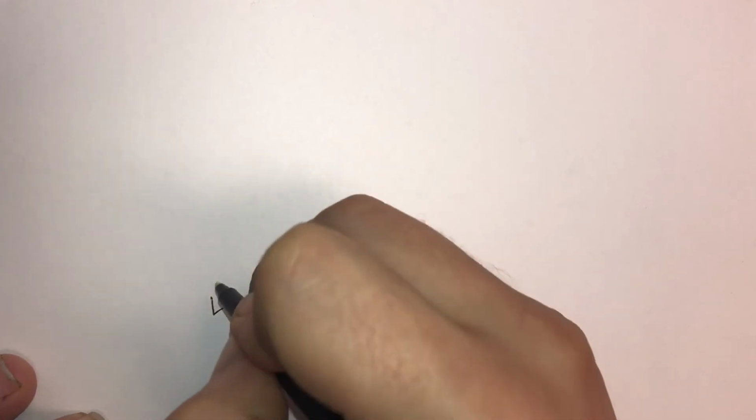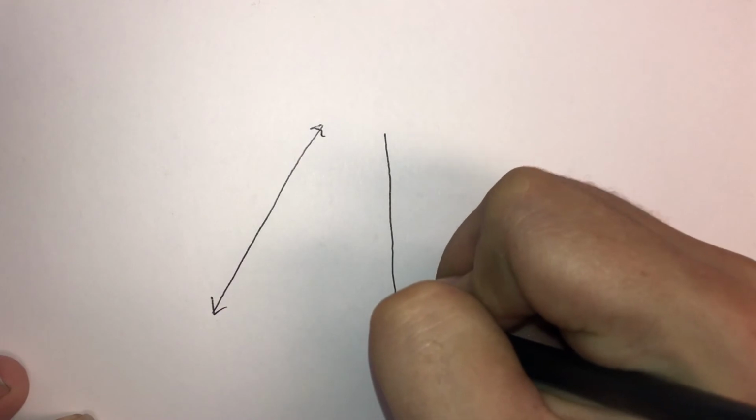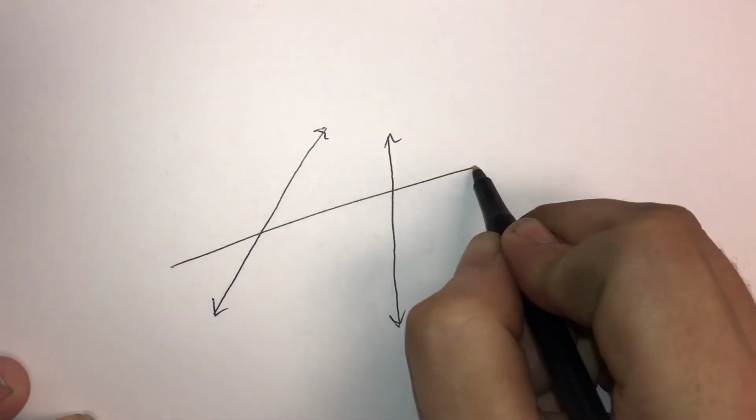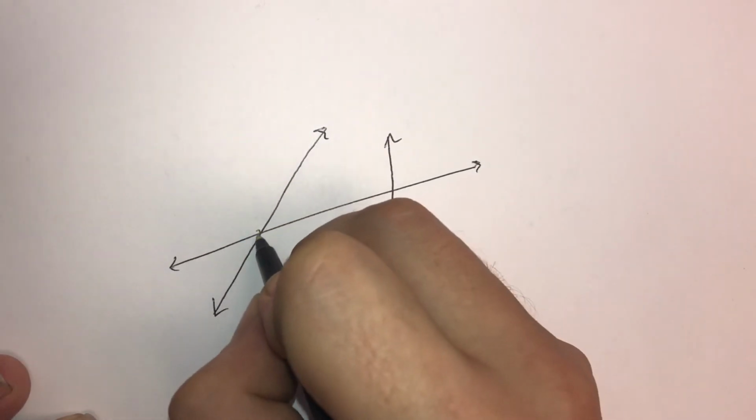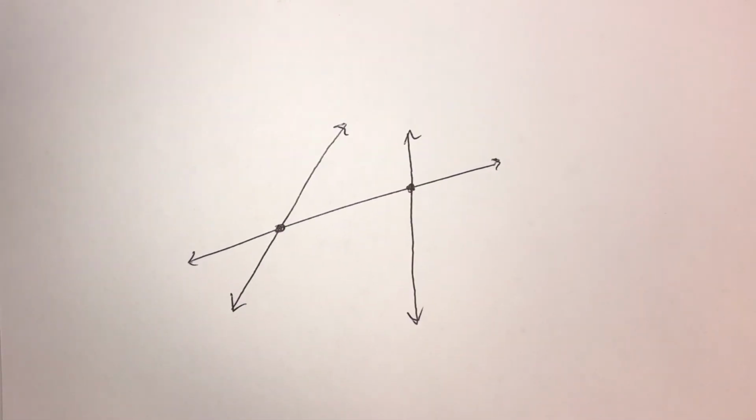So let me draw another transversal. I'm going to try a drawing that's kind of different. Here we go. Here's two lines, and there's their transversing line. Ooh, this is a very interesting transversal, you say. I agree with you, if that's what you say.